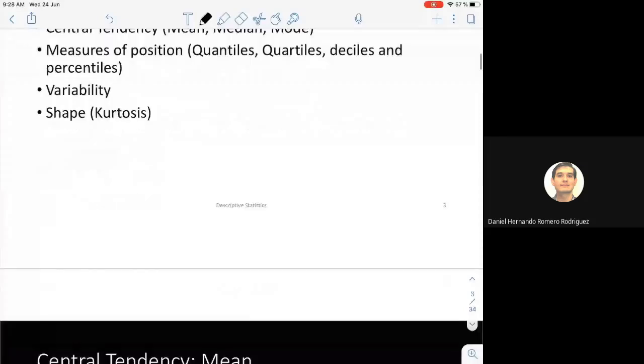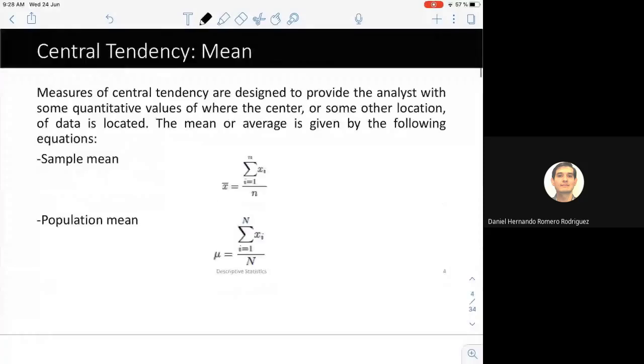The most popular one is the mean. I'm pretty sure that at some point, most of you have measured the average of your grades or of something in a different context. So what is the average? It's just the sum of observations, and then we divide that sum by the number of observations. That gives us the mean value.